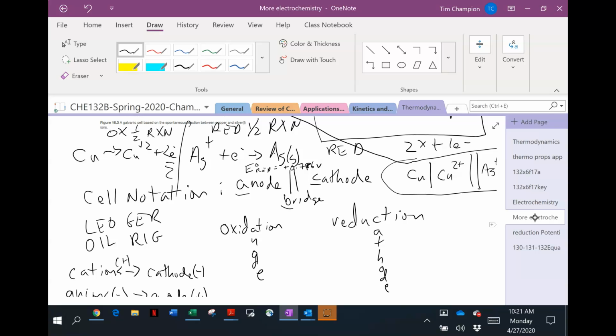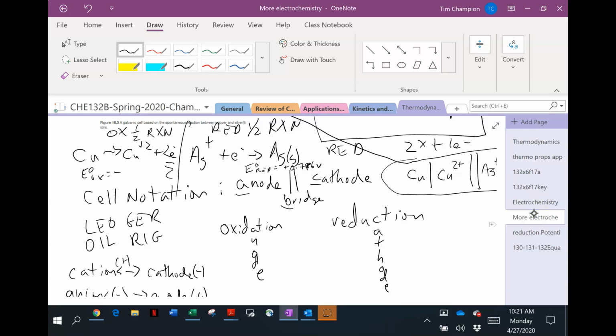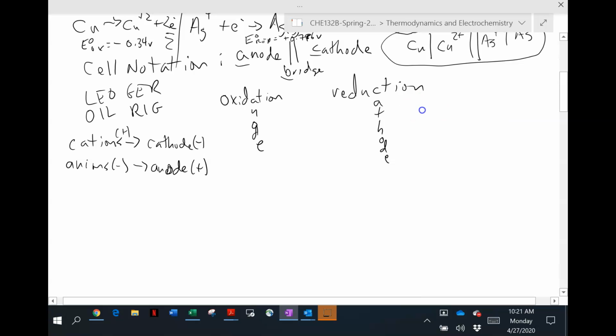If we go back and look at this one, this is the reverse of that. So our E naught of oxidation here is negative 0.34 volts. We flipped the value around because we reversed the reaction, and so if we calculate the cell potential, E cell, maybe I'll get us some more room here. Let's do it down here.